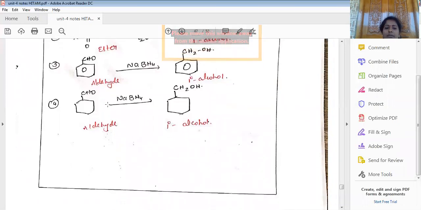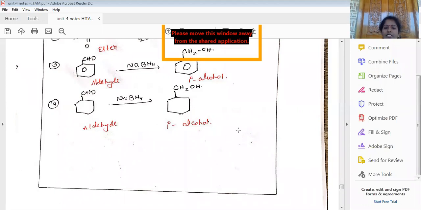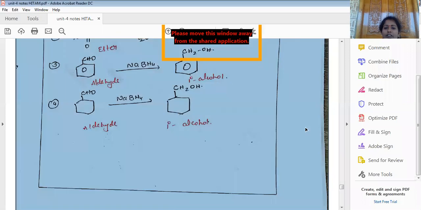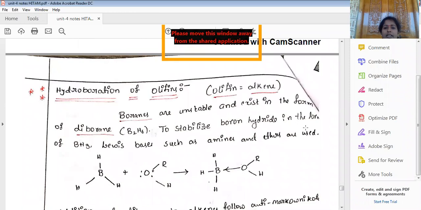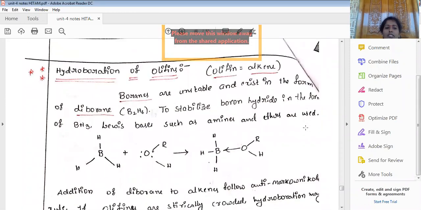We saw the mechanism. In that mechanism, hydride ion is released from lithium aluminum hydride and sodium borohydride, which attaches to the carbonyl center, and in the next step they undergo hydrolysis and the final product is formed. So we completed reduction with lithium aluminum hydride and sodium borohydride. Now the topic is hydroboration of olefins. This is another kind of reduction.